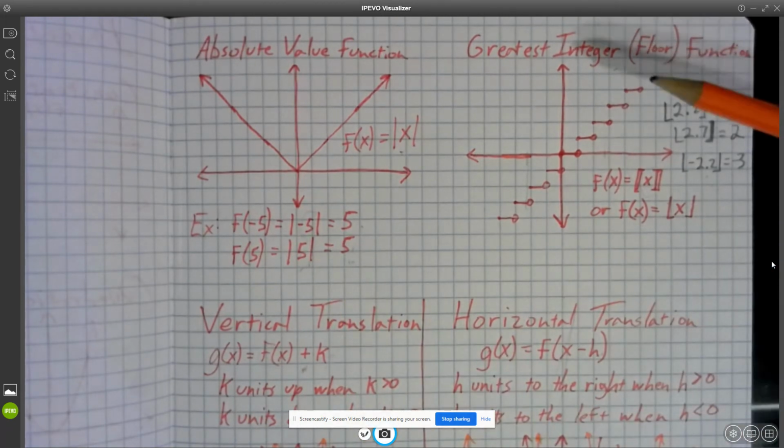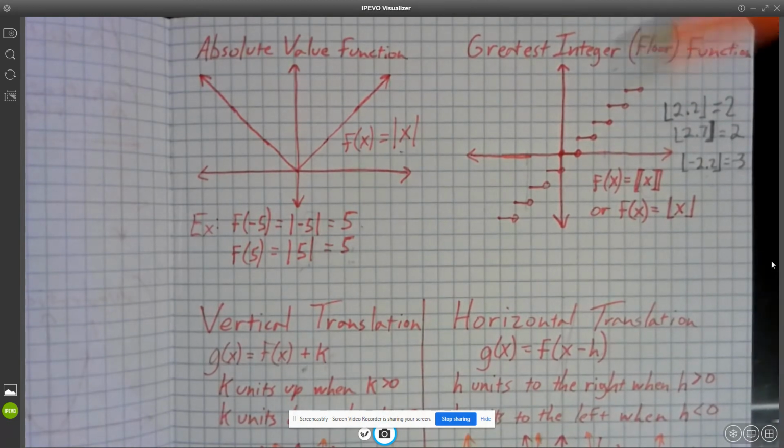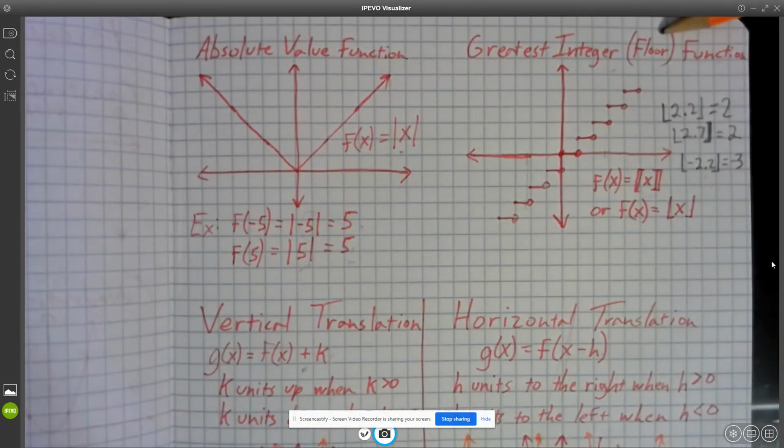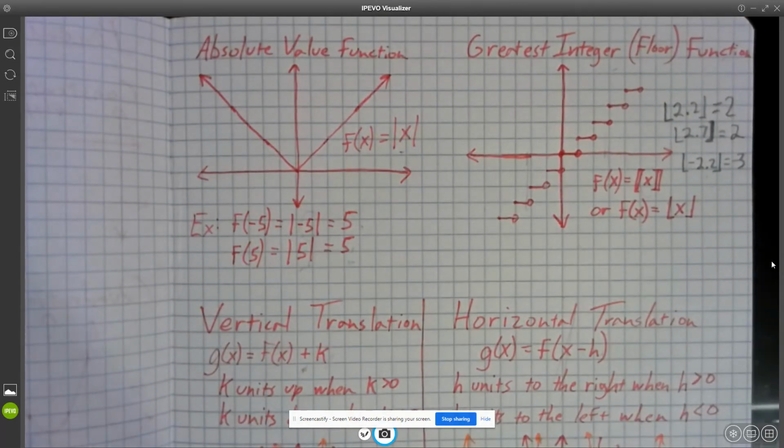Over here, I have the greatest integer floor function. Your book calls it the greatest integer function. I'm used to calling it the floor function because we also have something called the ceiling function. Y'all don't have to worry about the ceiling function. The only thing they ask you to worry about is the floor function. So we're just going to stick with that one.